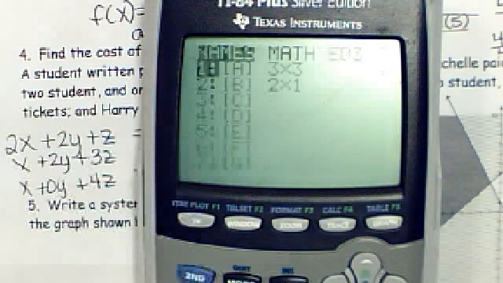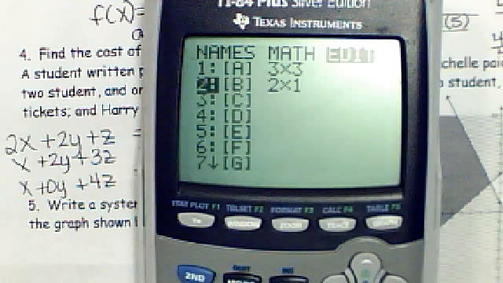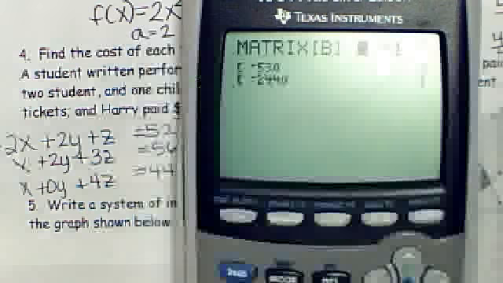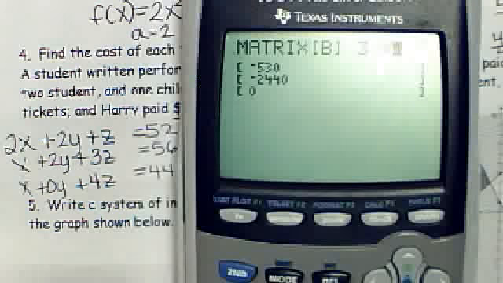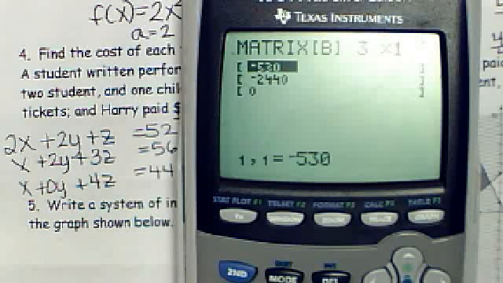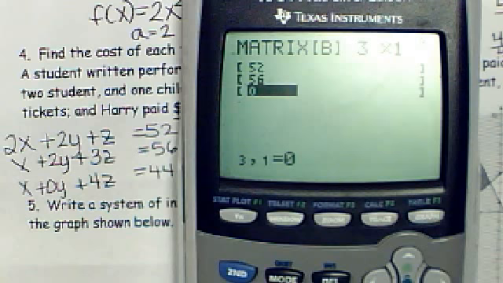Now I go back to matrix and I go to edit and go over to matrix B and I enter that it's a 3 by 1. And this is where I put those 3 answers, the 52, the 56, and 44.